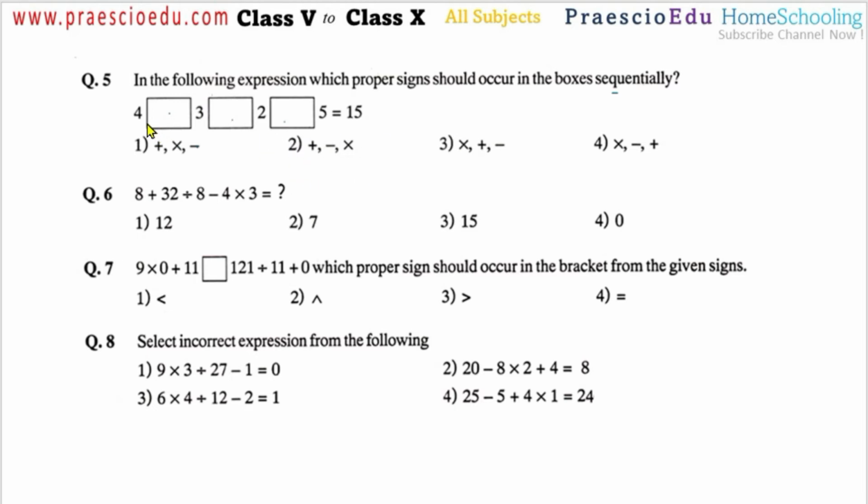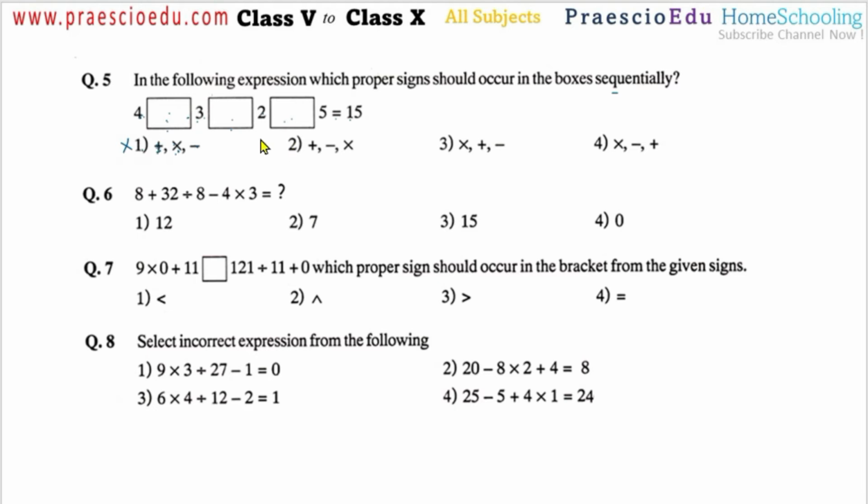Now for the first option, we will take all the signs: 4 plus 3, then multiplication and then subtraction, is equal to 15. Let us check it. Here first we have to solve the multiplication. 3 multiplied by 2 is 6. Then 4 plus 6 minus 5, here addition has to be carried out, so 4 plus 6 is 10. 10 minus 5 means 5 only, so this is incorrect.